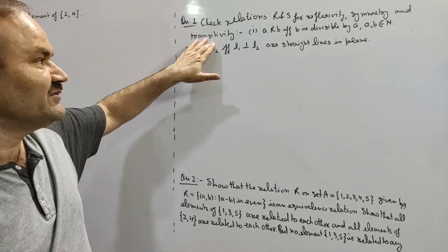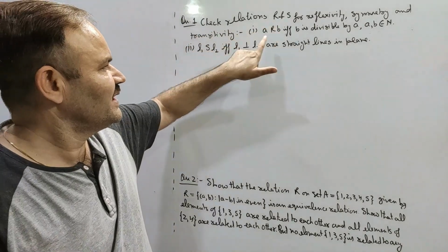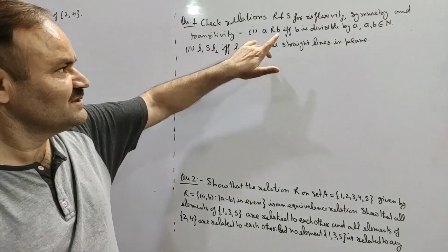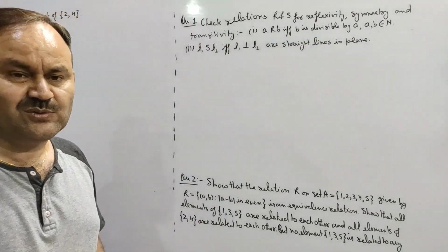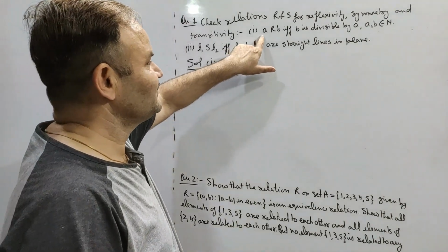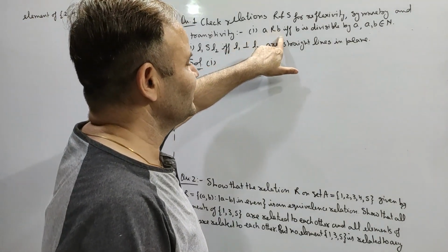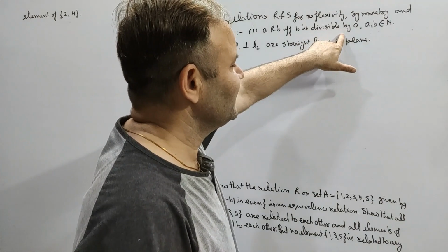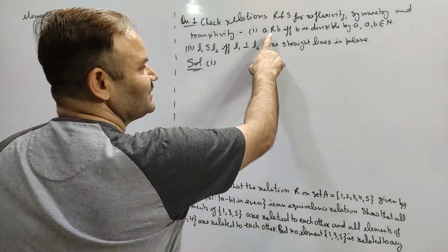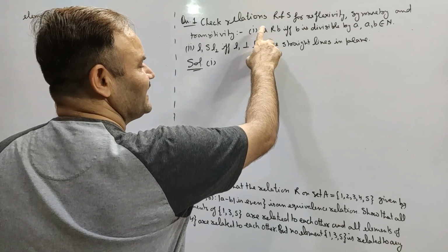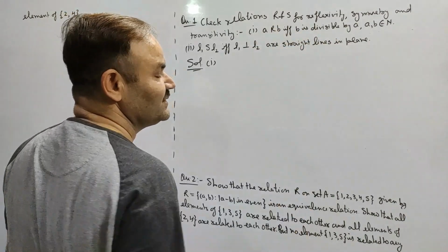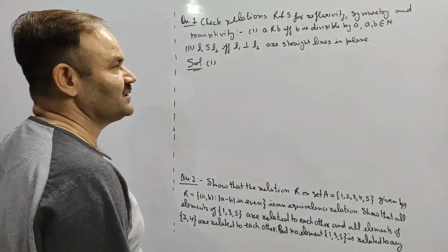It means we have to check whether the relations R and S defined as in 1 and 2 are reflexive, symmetric and transitive or not. Now we come to the first part of the question, which says that A R B if B is divisible by A, where A and B belong to N. It means in the first part the relation is defined that if A is related to B, then this implies B is divisible by A, and A and B both are natural numbers.